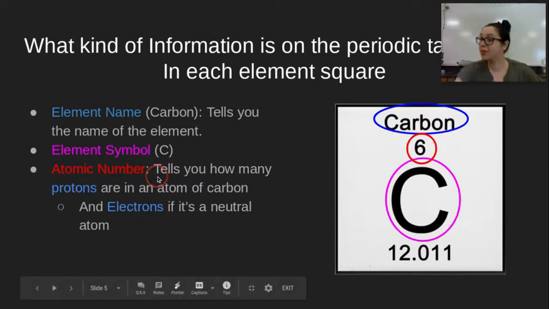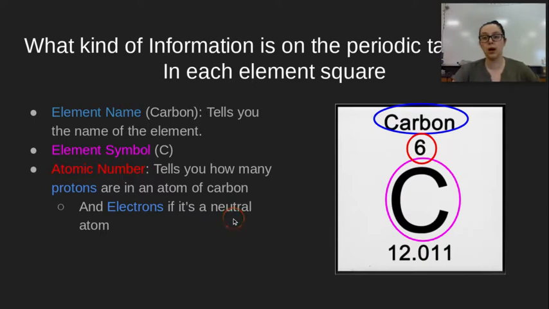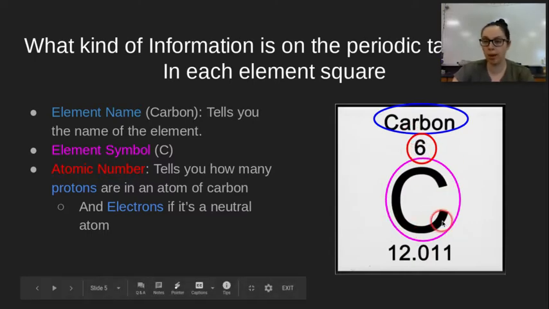Okay, so atomic number tells you protons in an atom, and it tells you electrons if it's neutral. If it's not neutral, then those electron numbers are going to change, but those proton numbers won't. So this atomic number is guaranteed to always tell you the number of protons. Remember, your atomic number also tells you the identity of the atom. So if I have 6 protons, it's going to be carbon always.